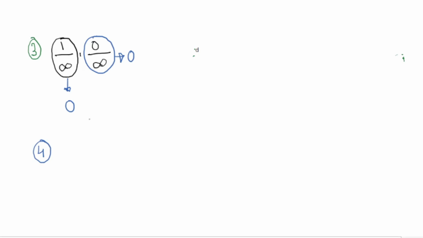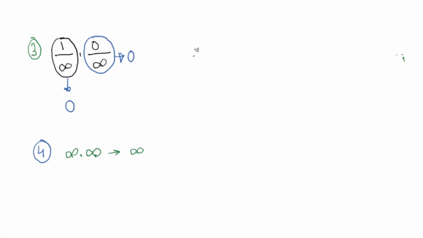Now the fourth property is infinite times infinite. It looks like the product form of indeterminate forms, but it is not. It is not related to any indeterminate form. Infinity multiplied by infinity is basically infinity.